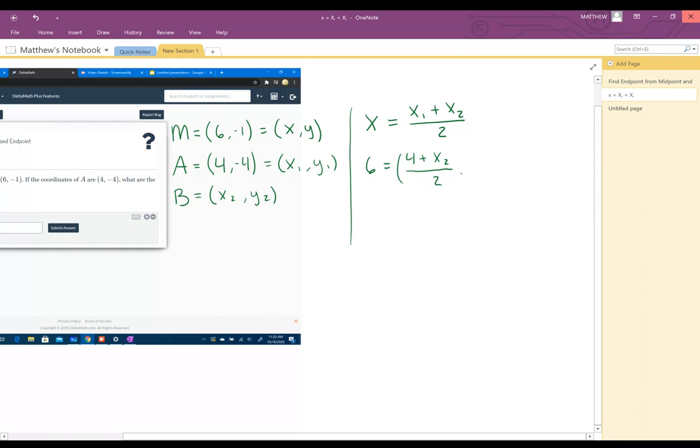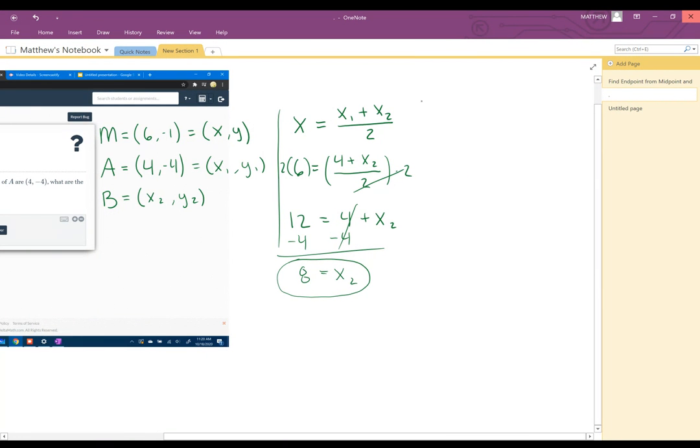To do that, I multiply by 2 on both sides, because when I multiply by 2, I undo this division. 2 divided by 2 is just 1. So I have 2 times 6, which is 12, is equal to 4 plus x2. Now if I subtract 4 on both sides, I get x2 by itself, because 4 minus 4 is 0. So 12 minus 4 gives me 8. So 8 is equal to x2. So now I know that the x-coordinate of B is 8.